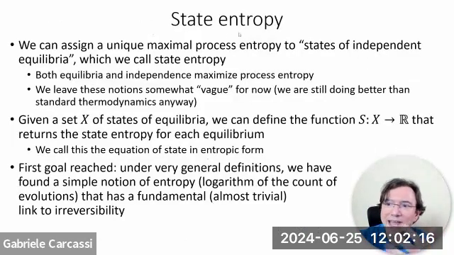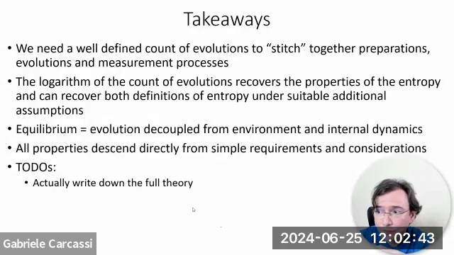Okay, so we can have a state entropy. We can assign a unique maximal entropy to states of independent equilibria. And given a set of states of equilibrium, we can define a function that returns a state entropy for each equilibrium. We can call this an equation of state of entropic forms. And so we have reached a goal here. After a very general definition, we have found a simple notion of entropy, the logarithmic count of evolutions, that has a fundamental link to reversibility. We found that if we want to be able to stitch together different preparations and evolutions, then we must define a count of evolutions.